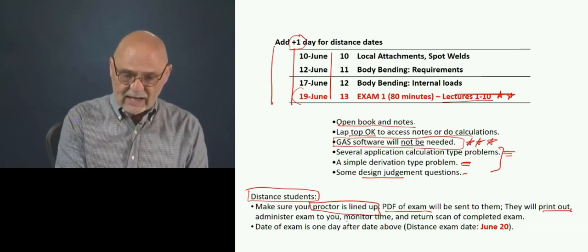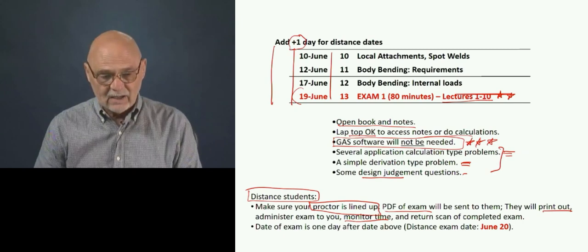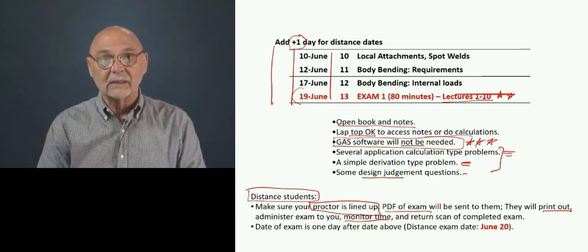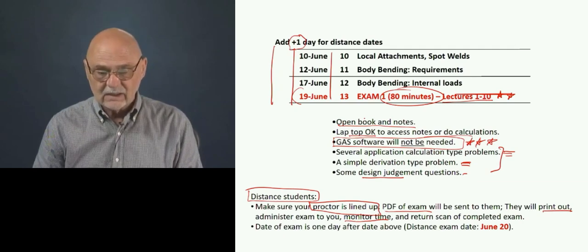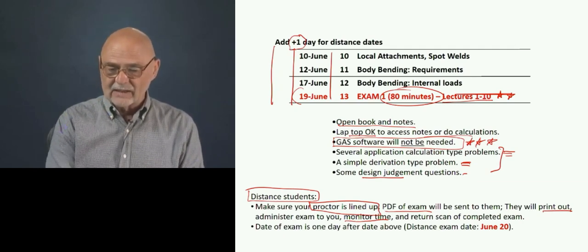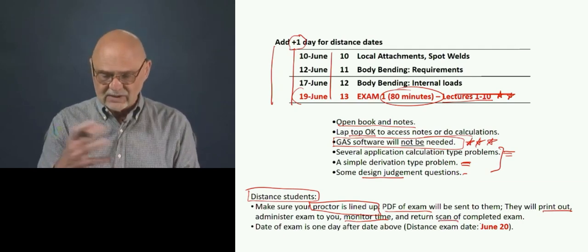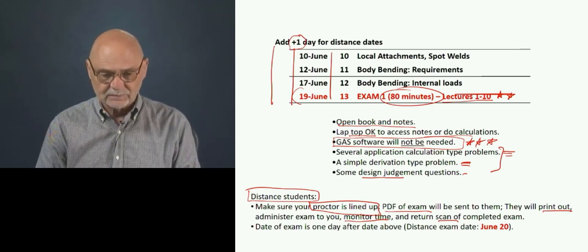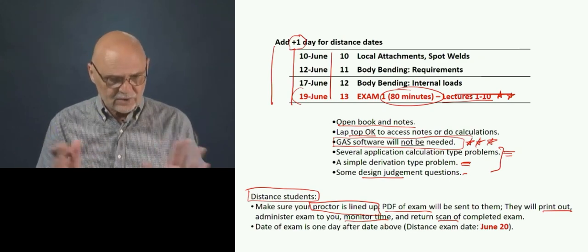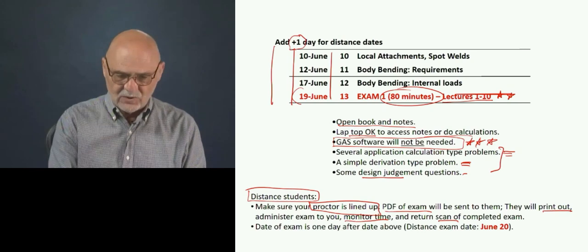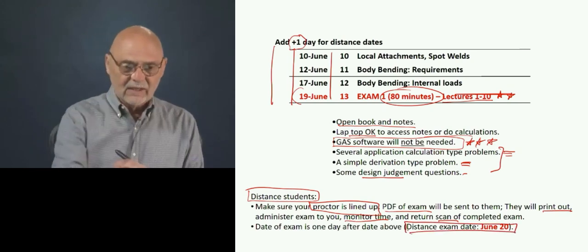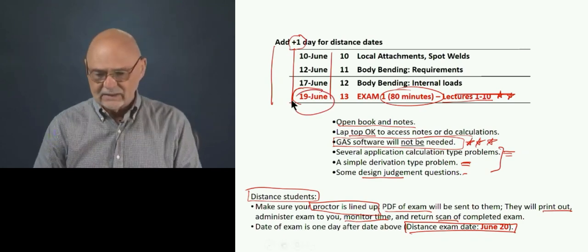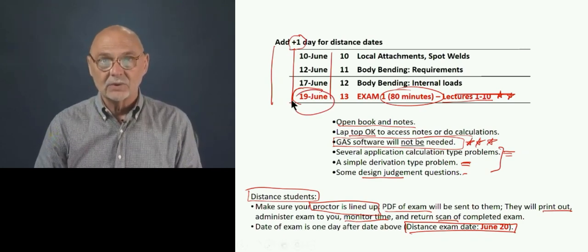The proctor does not have to be in the room with you, but they'll pop in at the end of the 80 minutes and then collect your papers. They will scan it and then return the completed exam back to the university here. Okay. So just so there's no last minute confusion, the date of the exam for distance students, with a 1 day delay, would put it at June 20th for this first one.